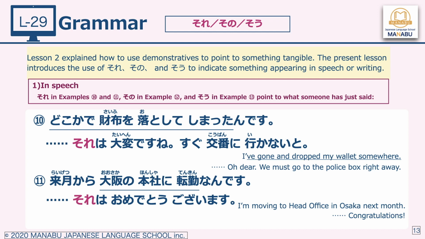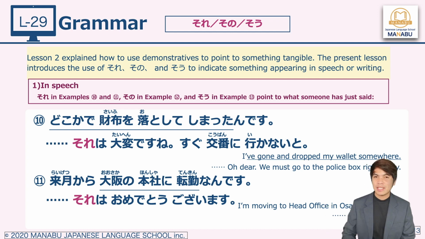Example number 11, 来月から大阪の本社に転勤なんです. So 来月から, from next month, 大阪の本社に. 本社 means the head office. So Osaka no honsha ni, the head office in Osaka. Tenkin nan desu. Tenkin means transferring to another office or another branch. Sore wa omedetou gozaimasu. So pointing to what someone has said. Wow, that's good news. Sore wa omedetou gozaimasu.